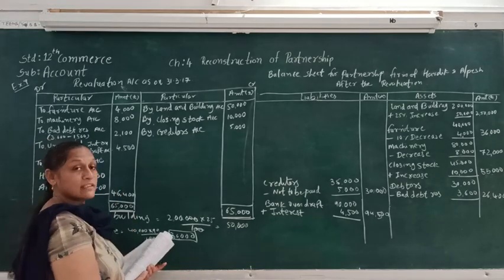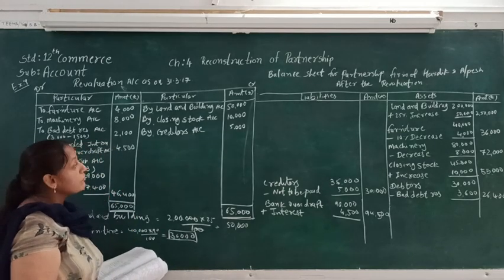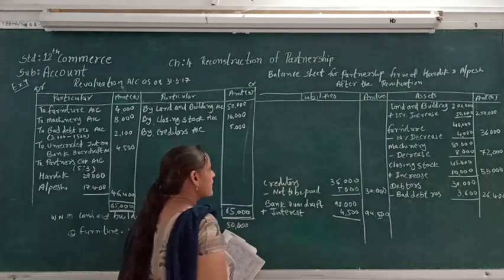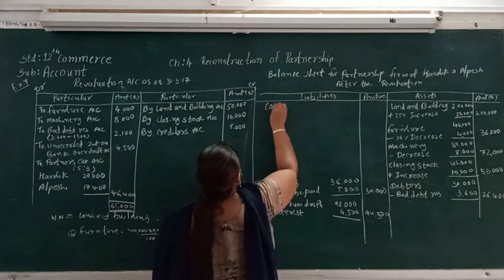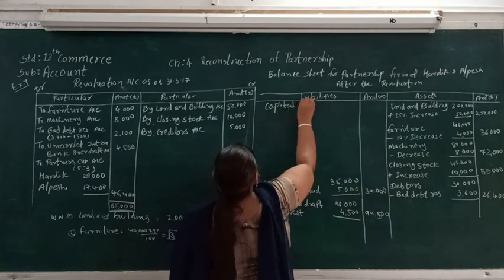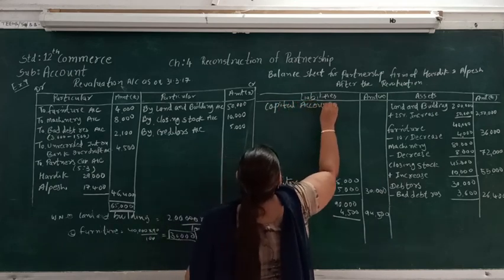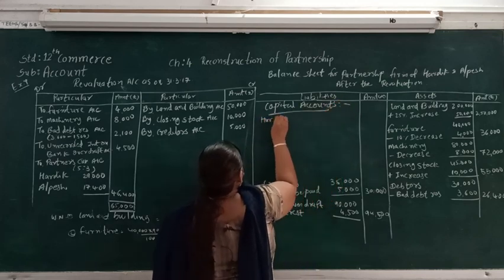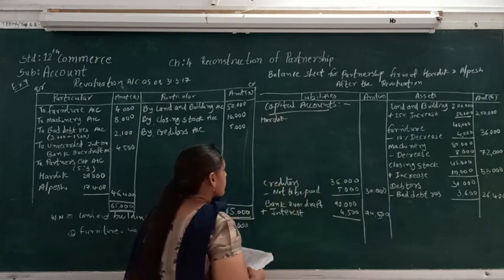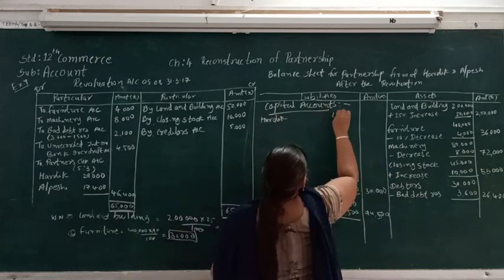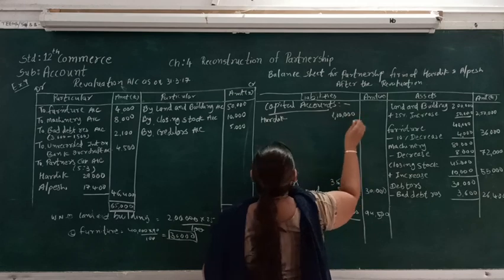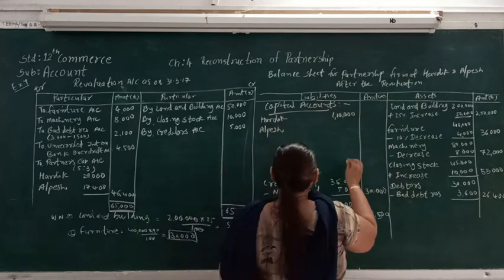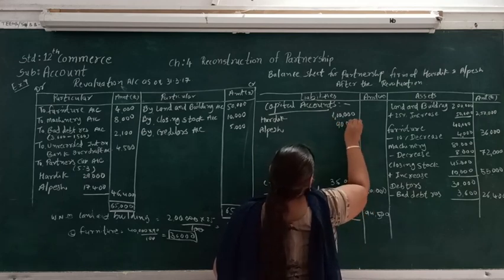Now we have to take this profit to the balance sheet, and for that here very first thing we have to write partners capital account. Capital account we have to write straight from the balance sheet, and it will be Hardik capital account is 1,10,000 and Alpesh capital account is 90,000. So total will be 2 lakh.